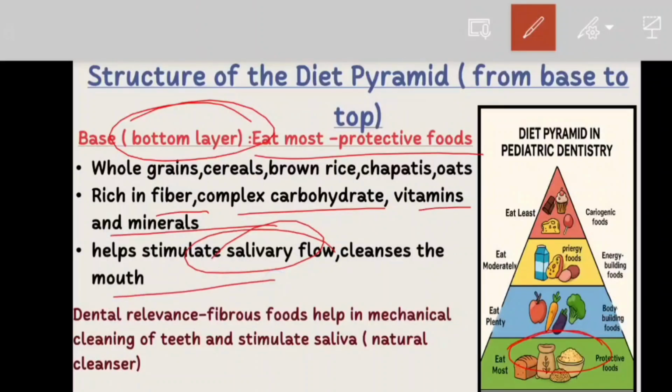Okay. Now we see the dental relevance. Here the fibrous food helps in mechanical cleaning of the teeth and stimulates the saliva, which is a natural cleanser. Okay. So now a question for you. Which natural substance in the mouth protects the teeth from caries? The answer is saliva. Saliva washes away the food particles and neutralizes the acid.